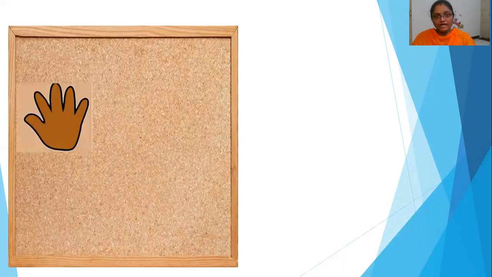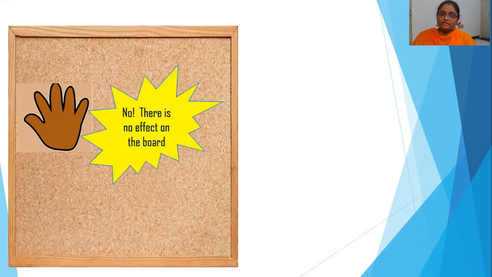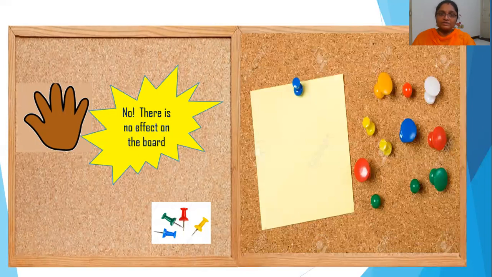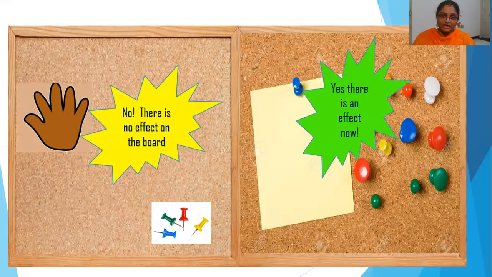Now, moving on to the next part of the topic, let us consider an example here. I am taking a notice board and I am asking you to apply a force through your hand. Will it produce any effect on the board? No, there is no effect in this case. Now I am giving you a few board pins and I am asking you to apply the same force as you have applied in the first case. Will there be any change? Yes, the board pins will be piercing the notice board and the effect will be changed in this case.